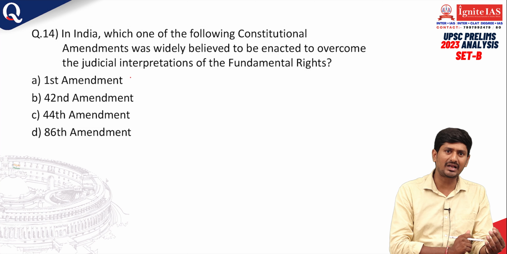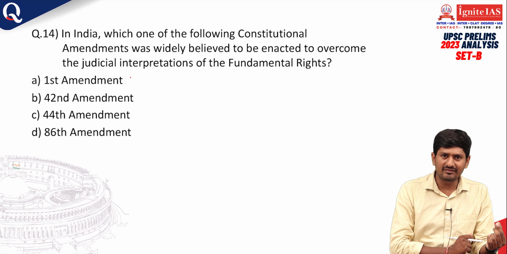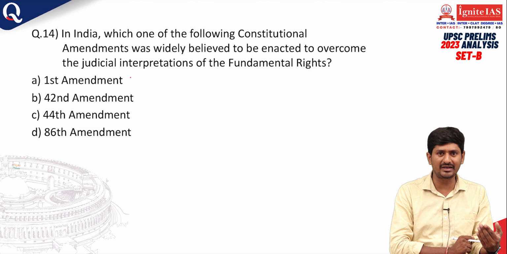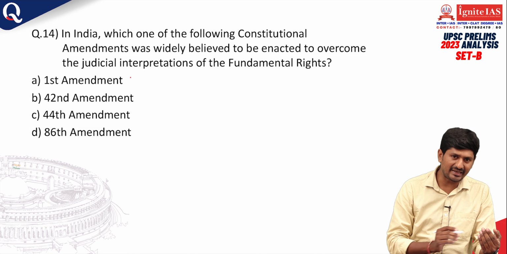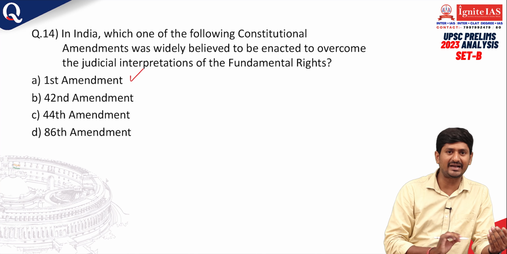But subsequently what happened, in order to overcome this particular judgment, the first Constitutional Amendment Act was enacted. The first Constitutional Amendment Act has inserted new clauses to Article 15, that is Article 15 Clause 4 has been added. Similarly, Article 31A has been added, Article 31B has been added, even the 9th Schedule was also added to the Constitution by the very same amendment. So hence, what is the right answer? First option is the right answer.